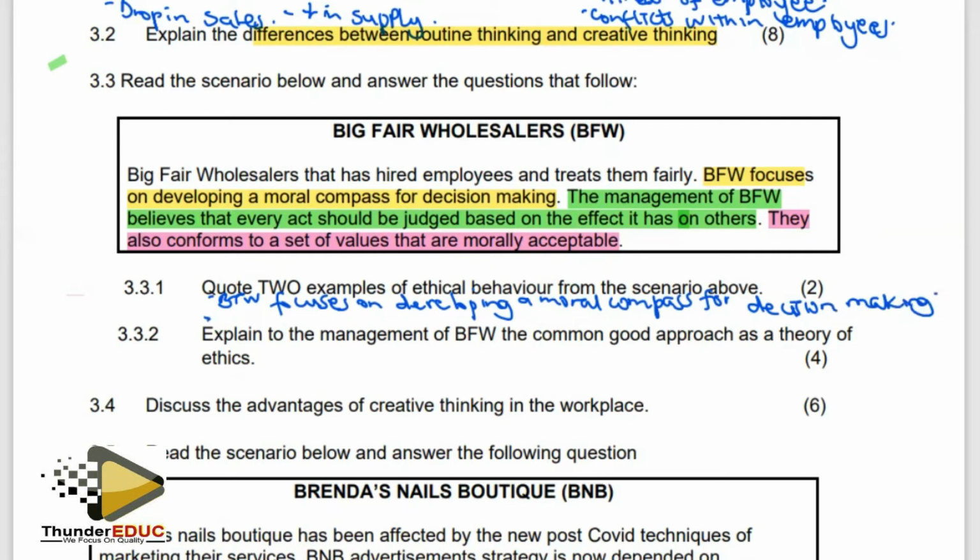Two, they also conform to a set of values that are morally acceptable.